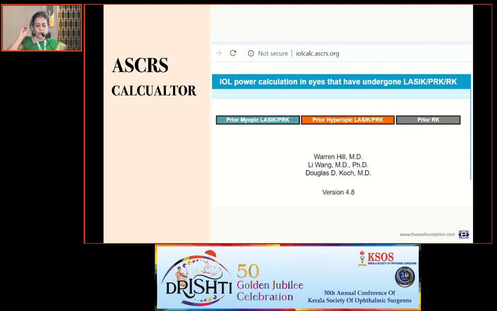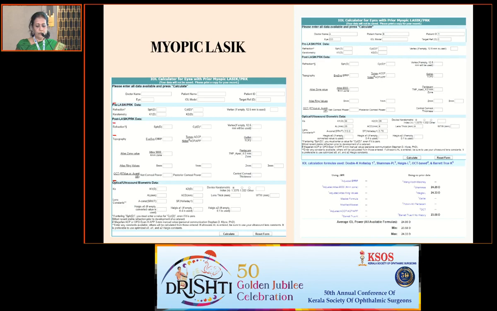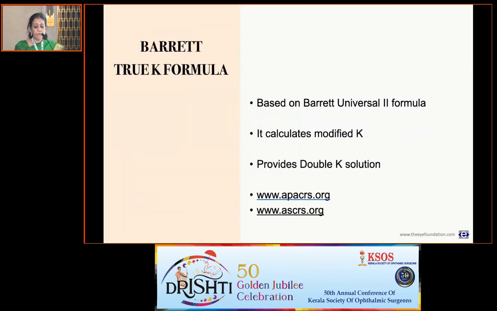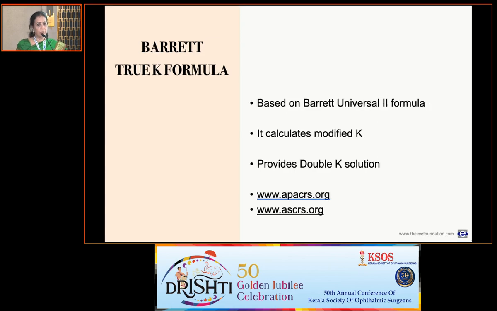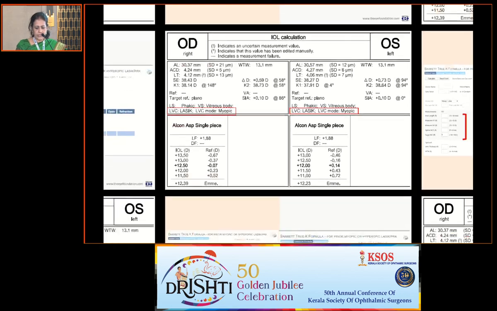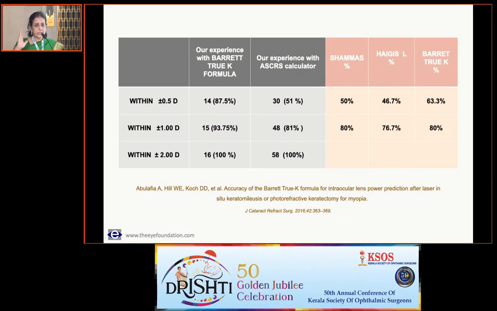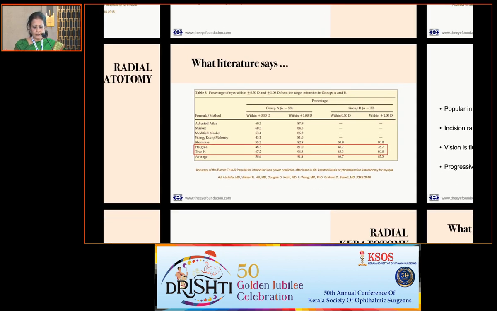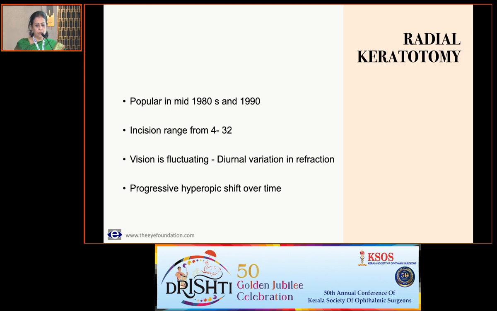So in the ASCRS calculator, you can go into prior myopic, prior hyperopic, prior K values and feed in all the data, and then it gives you the minimum and max. You can do it similarly for the hyperope and it will give you the minimum and max. Whereas in Barrett True-K, the specific thing, it is using a mathematical model which is not told to us, where it calculates a modified K, and it also uses a double-K solution. That is, it uses a pre-op K of the prior refractive surgery and uses the post-op K, and thus it makes its calculation in the vergence formulas. So herein again, you need to feed in the LASIK mode, need to enter all the details which are asked, and it is seen in Abulafia's study that the Barrett seems to be doing extremely well within plus or minus 0.5, 1 diopter and 2 diopter of predictive accuracy. And again, literature also says that the Hagis, the Hill-RBF and the Barrett are doing well in more than 90% of the cases.